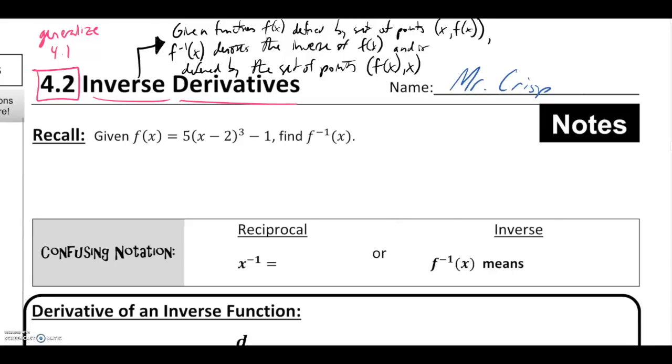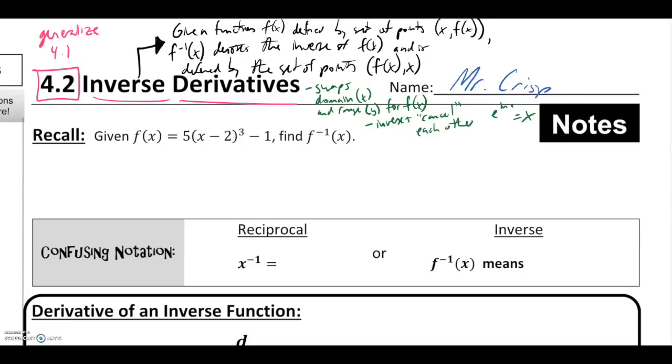And ways that you might have been told or learned to think about inverses in the past was that an inverse swaps the domain, the x, and range, y, for f of x. Inverses also cancel each other. Like in the case of e to the natural log of x, the e and the natural log would cancel, and that would just be x, because those are inverses of each other.